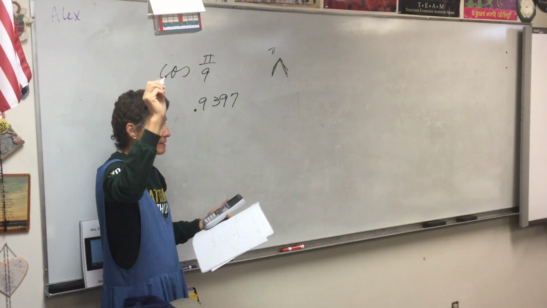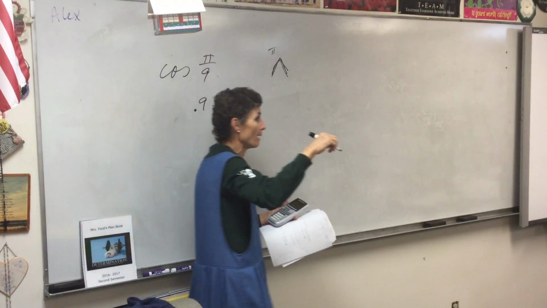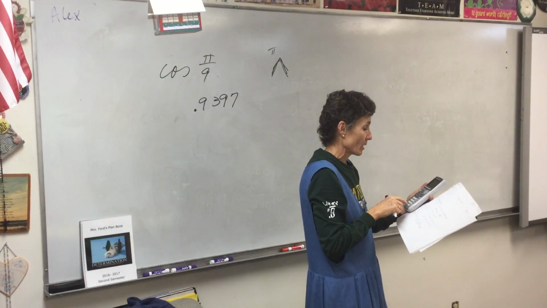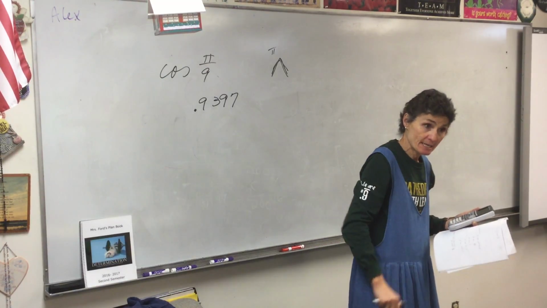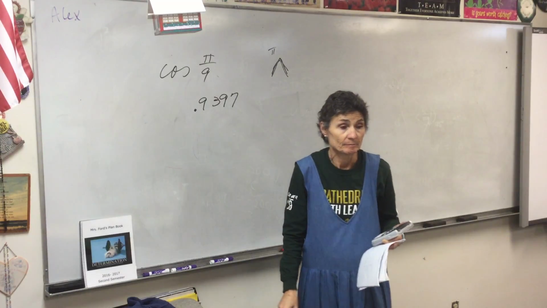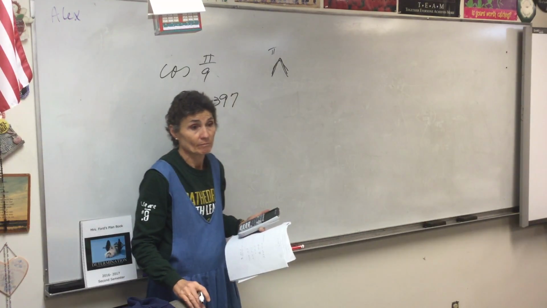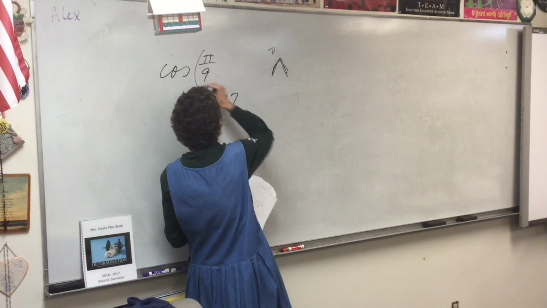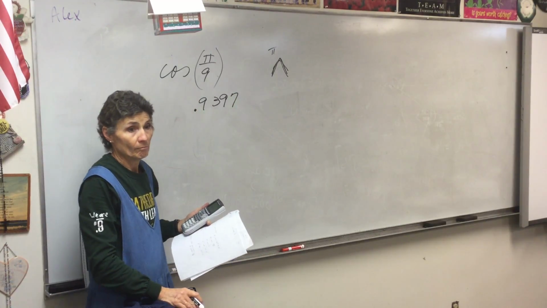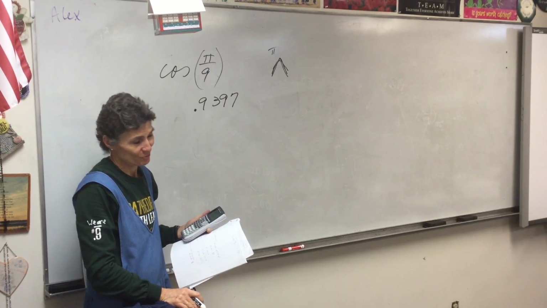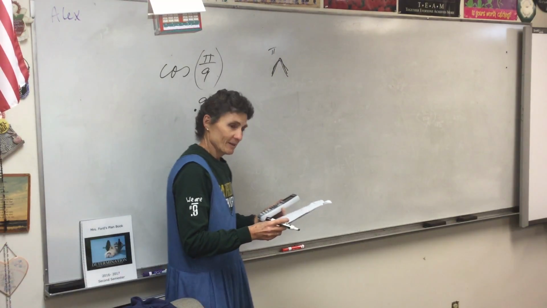Raise your hand if you got 0.9397. Okay, if your hand's not up, is that because you don't have a calculator or because you got something different? Okay, are you set in radians? Yeah. Did you type cosine pi divided by 9? The pi divided by 9 should be in parentheses. Dude, you're in degrees. No, no, you are. Oh, okay. Thank you, Joseph.